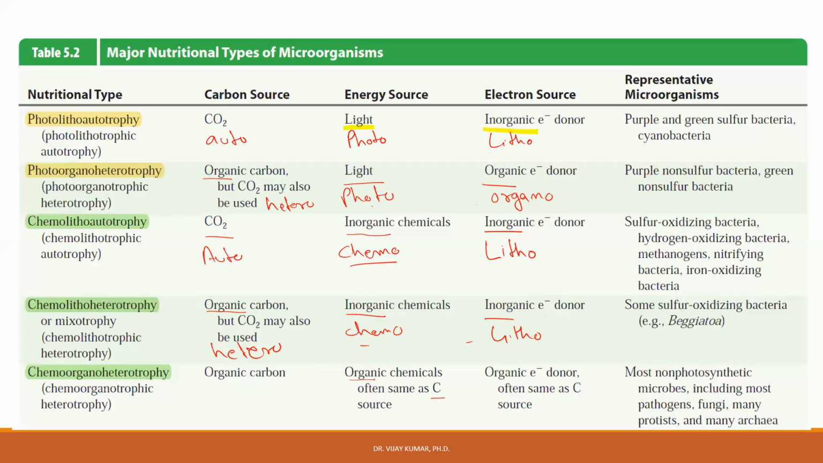Now here you can see that, as I had told, organisms require all three, not only a carbon source, or only an electron source, or only an energy source. They require all three for their growth and proper functioning. So now, when we club all these parameters, we come up with the nutritional classification system.